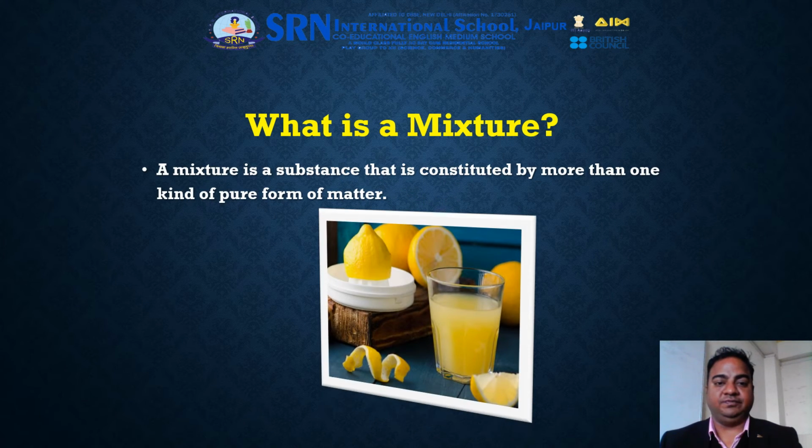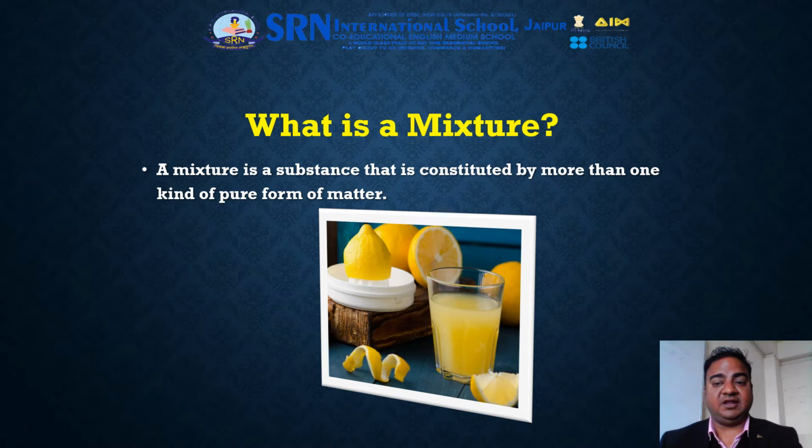What is a mixture? A mixture is a substance that is constituted by more than one kind of pure form of matter. That is, definitely two or more substances are mixed together in order to form a mixture. For example, a mixture can be a mixture of fruit juices. You have mixed different types of fruit juices in order to form a very tasty juice. So this is an example of a mixture.